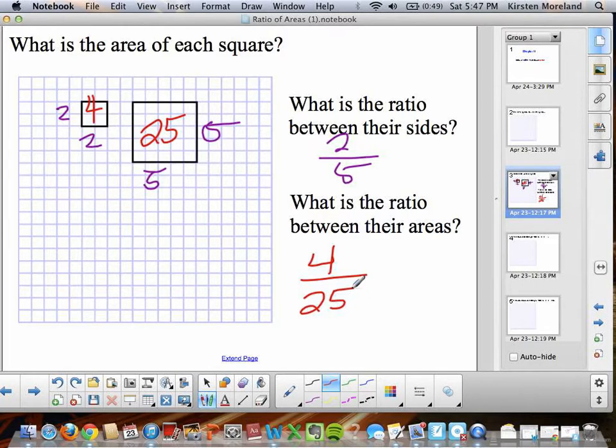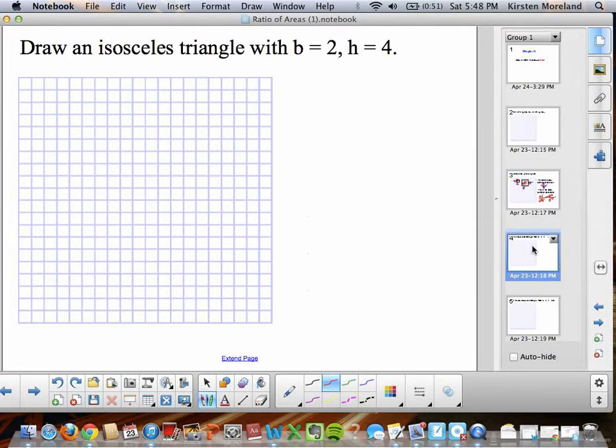So hopefully you're starting to see the connection that, oh, that's the same thing as 2 squared on top. And to get the area of the second square, I did 5 squared. So that's one connection to make. Now we're going to do the same thing with triangles.